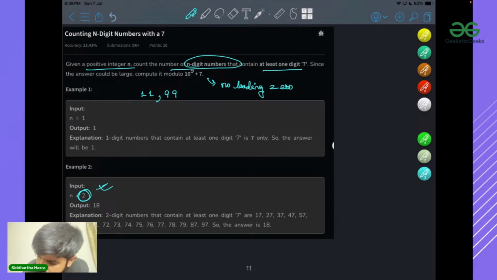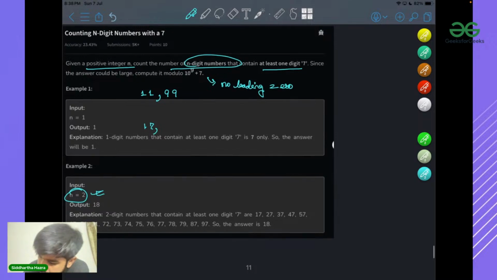I think this was needed, but given the sample test case, you can see that without this also you can solve it. Okay, so if I talk about all the two-digit numbers without any leading zeros, it would start from 11 and end at 99. If you ask me what are the values which have at least one 7 in it, the values would be 17. Okay, so let's just solve it here itself.